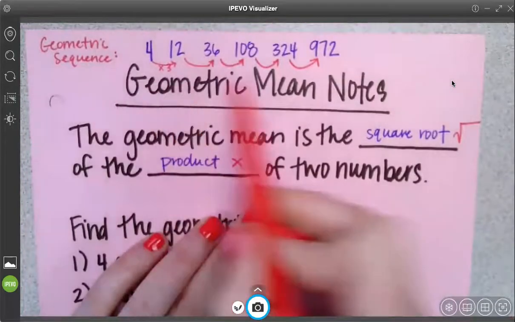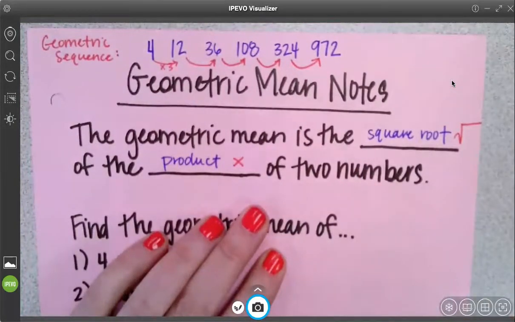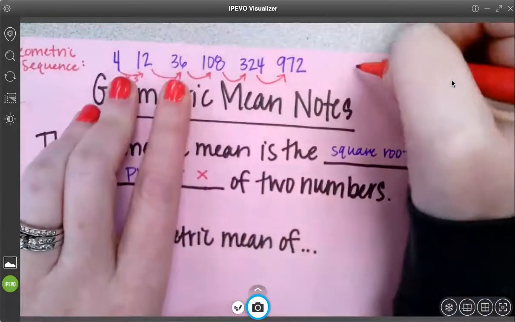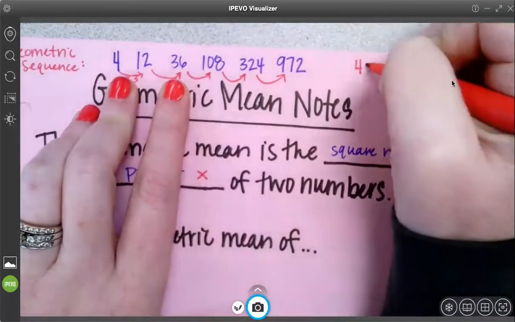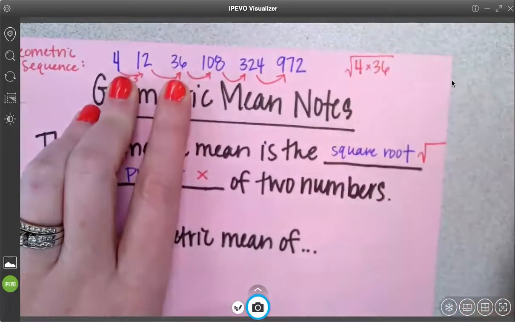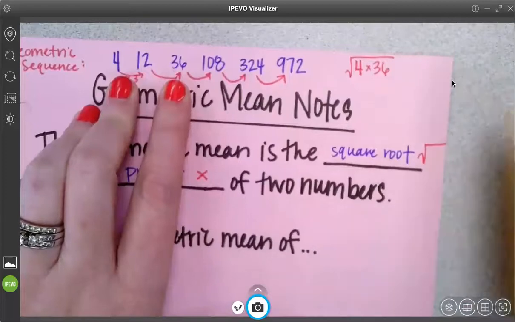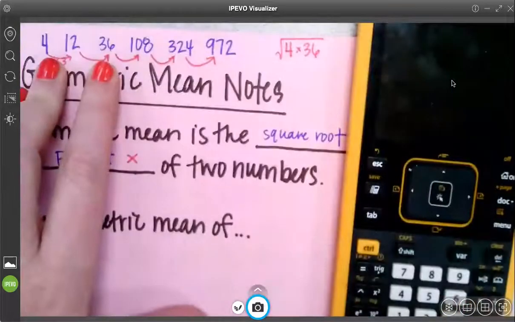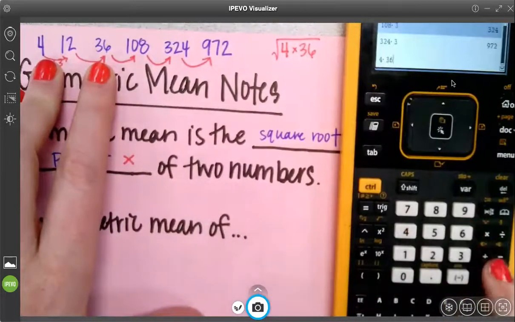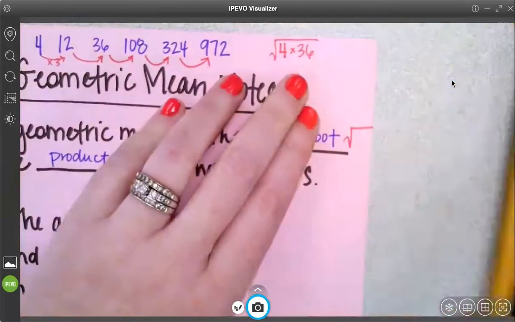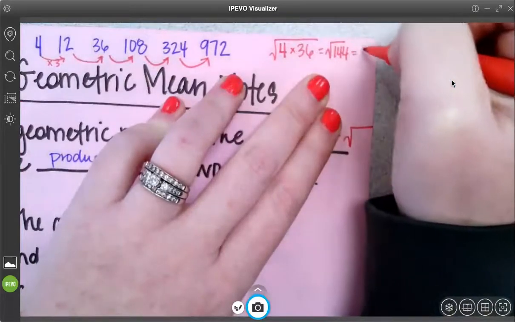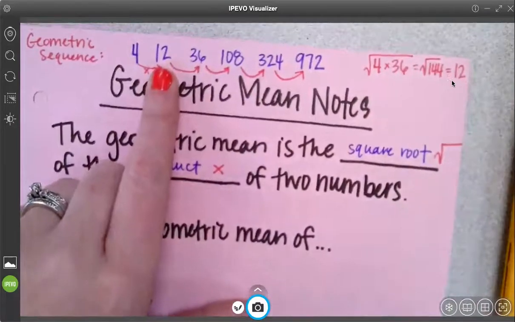So let's use this sequence that we've got up here to test this out and see how that actually works. Let's use 4 and 36. That was a pretty easy one. If we want the geometric mean of 4 and 36, we're going to multiply them and take the square root. So let's multiply 4 and 36. 4 times 36 is 144, and the square root of 144 is, of course, 12. That's exactly what we had in our list.